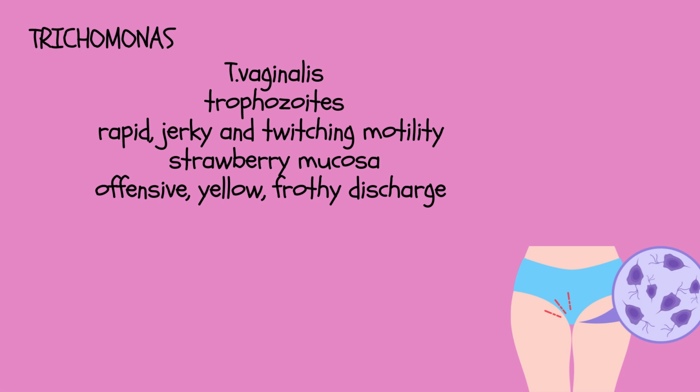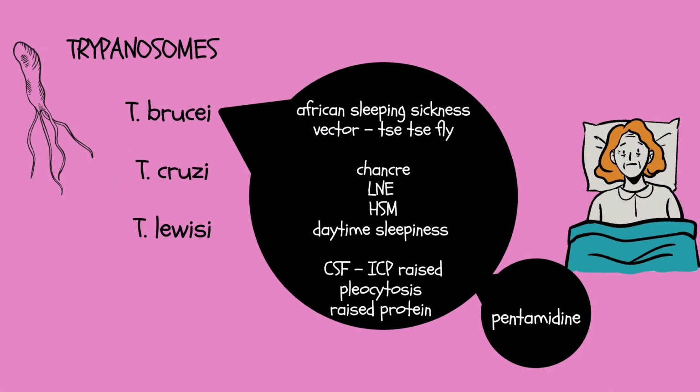Usually in the history, there is a female coming with offensive discharge from the vagina, and there are erythematous changes in the vaginal mucosa. That is pointing towards Trichomonas. Again, treatment is metronidazole. Coming to Trypanosoma, we have Trypanosoma brucei, Trypanosoma cruzi, and Trypanosoma lewisi.